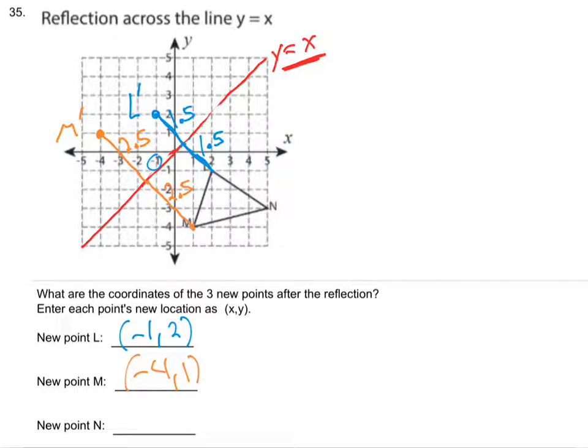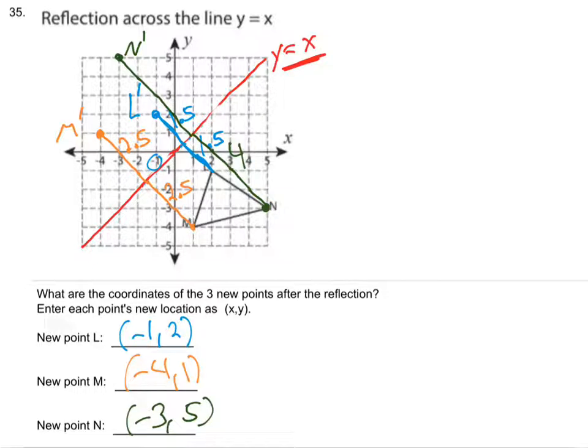And finally, we have N. So let's do N. Now it's a little tricky here. You got to go diagonal. So 1, 2, 3, 4. It was exactly 4 diagonal box jumps to the line. So 4 to the other side. 1, 2, 3, 4. Right there. N prime. What are the coordinates? Looks like back 3 up 5. Back 3 up 5, the coordinates of that one.